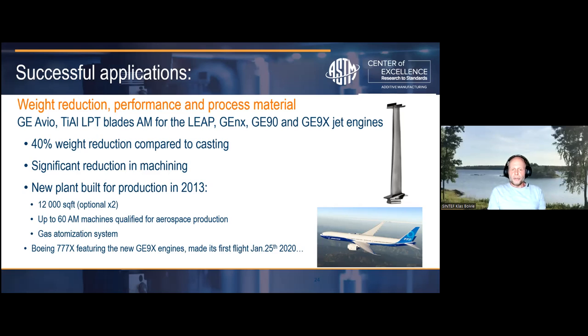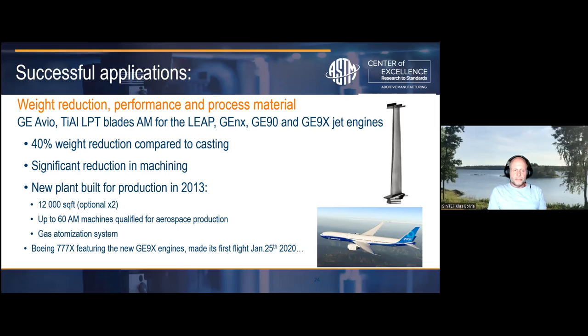Instead, there was a company called Avio, later bought by GE Aviation, that investigated doing them by AM using an electron beam melting process in titanium aluminide. It has been successfully built and applied to the GE9X jet engine. They can make the material much lighter and thinner because they do it by AM compared to cast, about 40% reduction in weight compared to casting. There's a lot of reduction in machining because you can build it closer to the final geometry.